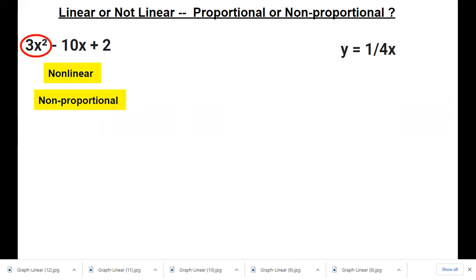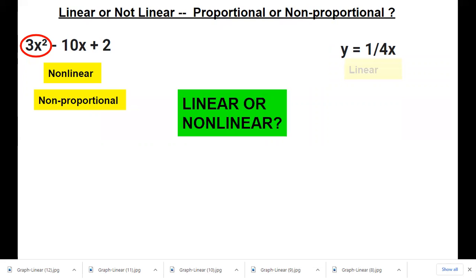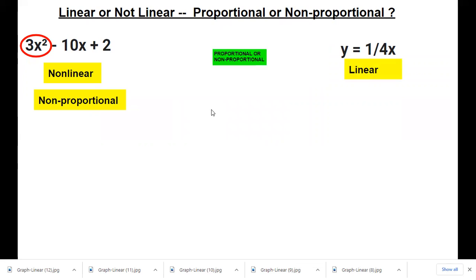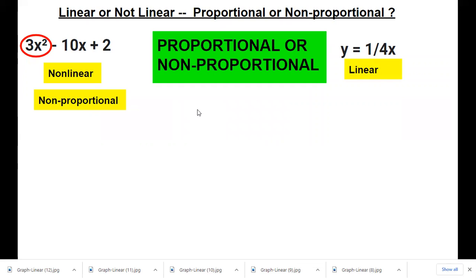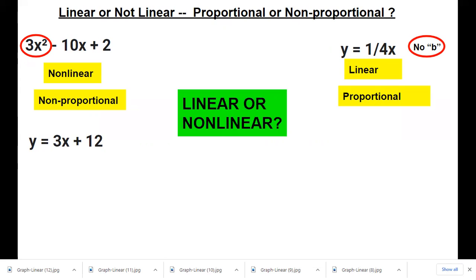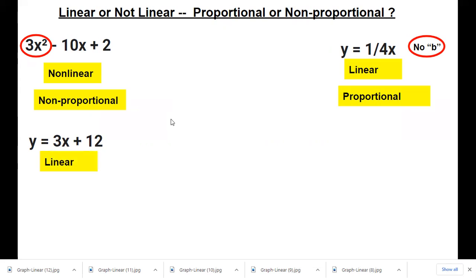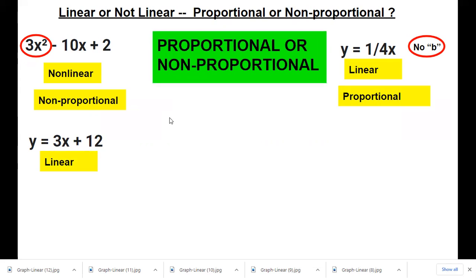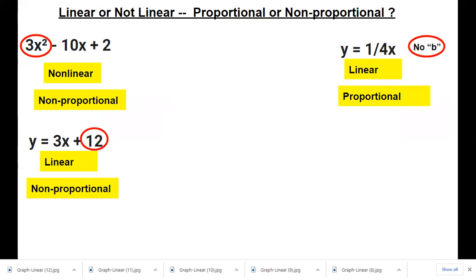y equals 1/4 x, linear or nonlinear? I hope you said linear. Proportional or non-proportional? Does it have a b? No. So that way it is proportional. If it doesn't have a b, it's proportional. No b. How about y equals 3x plus 12, linear or nonlinear? I hope you said linear. Proportional or non-proportional? I hope you said non-proportional. Why? Because it has a 12, it has a b. It's 12 units up from the origin. It's a shifted graph.